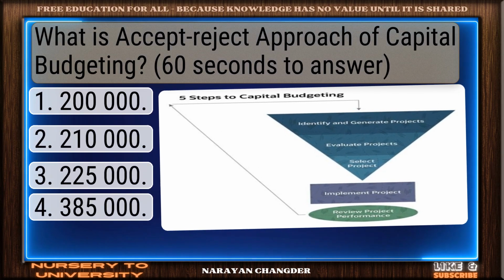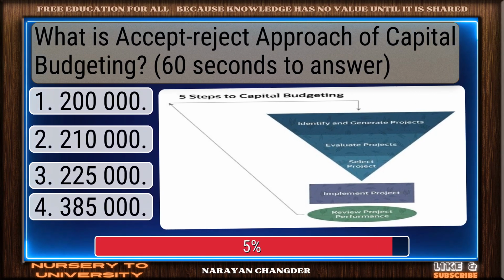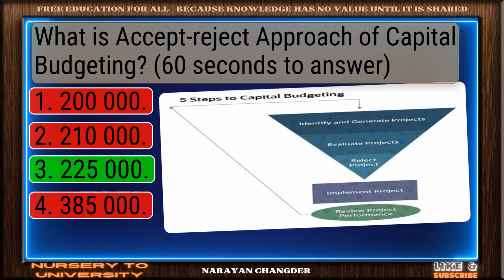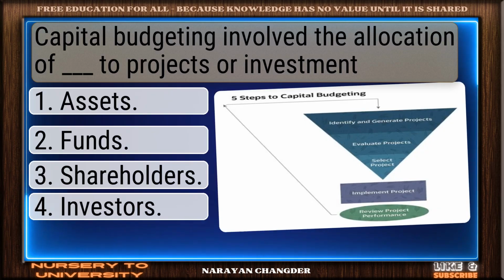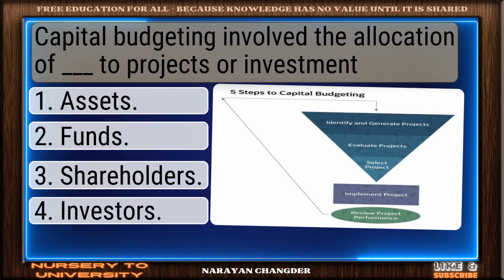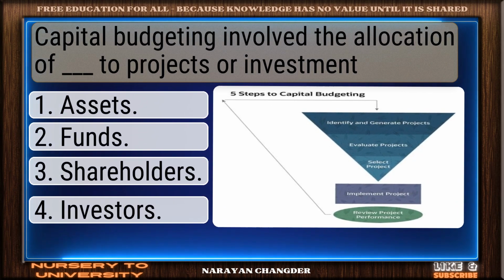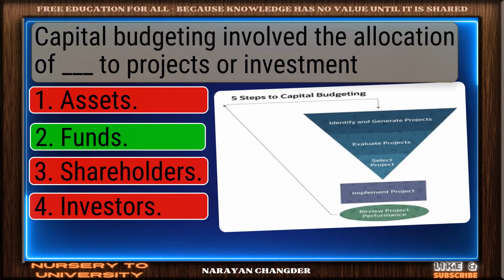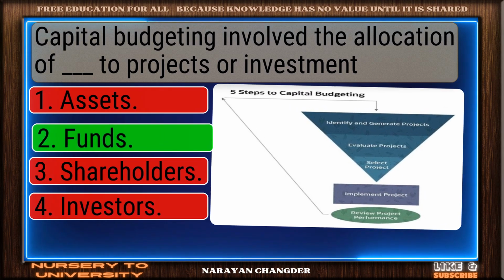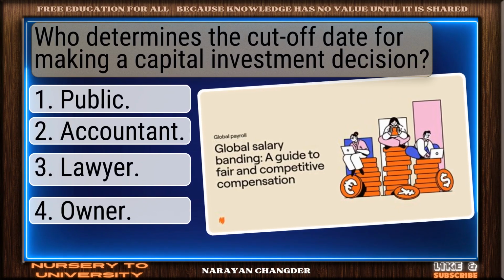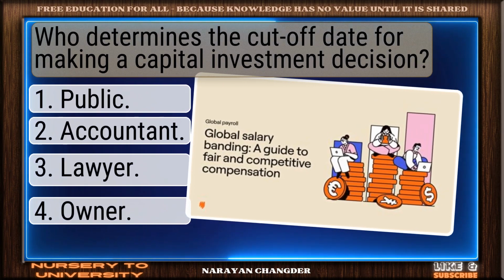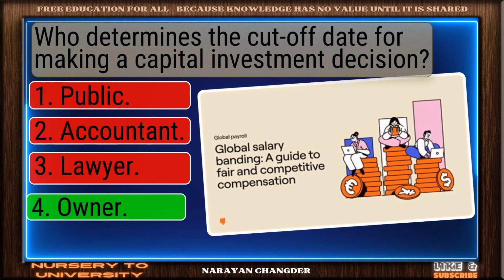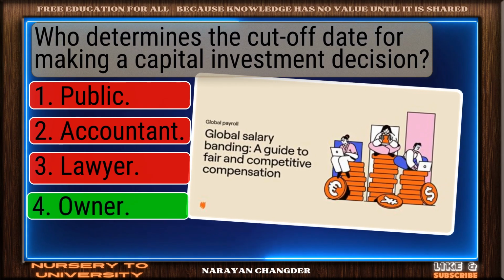What is accept-reject approach of capital budgeting? Well reasoned. 225,000 is the correct choice. Capital budgeting involved the allocation of DASH to projects or investment. Correct. Funds is the right answer. Who determines the cutoff date for making a capital investment decision? Well picked. Owner is the correct answer.